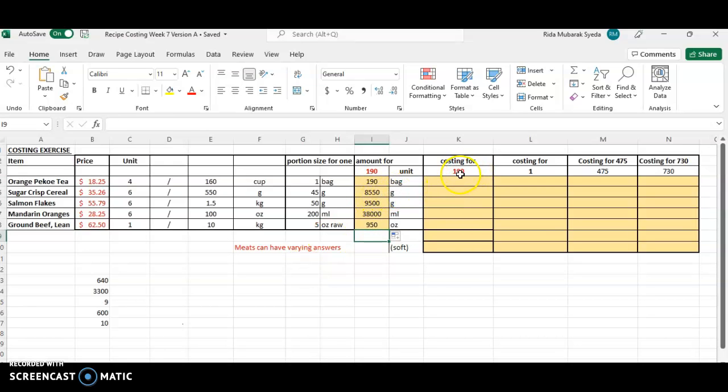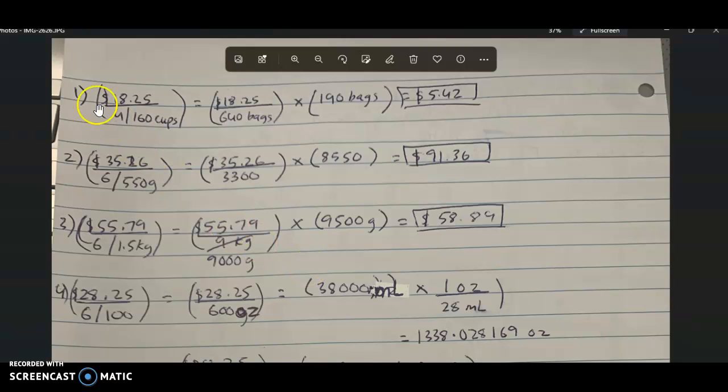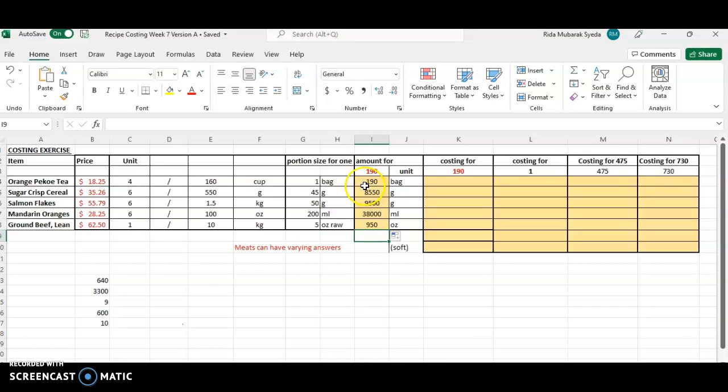Alright, for the next one, it's asking us to find out the costing for 190 residents. To do that, we would need to use the price, we need the unit, and we need the amount. So for the first one, for tea, since we know there are 640 bags, we simply need to do 18.25, which is the price, divided by 640 times the amount, which was 190 bags. Let me just make sure that it is right. So it says 190.